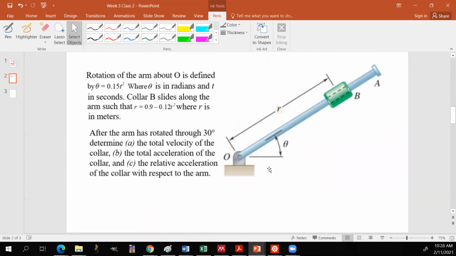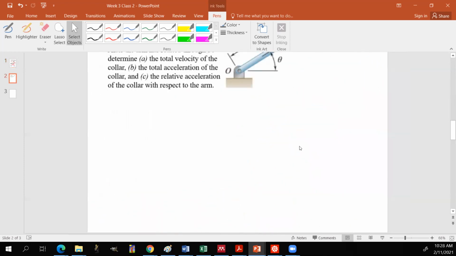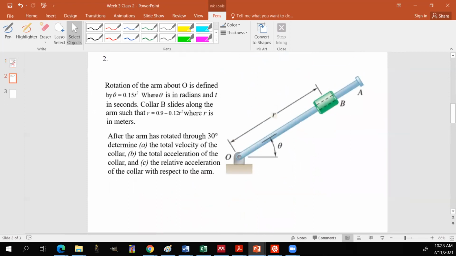Good stuff. All right, so next question is this one. So we have the rotation of an arm about a point O, right? And you have this collar that is sliding along it, right? And you're told that the angle theta changes as a function of time using this function over here, right? And this theta comes out to be in radians and t is in seconds.